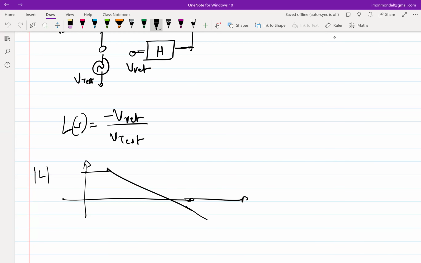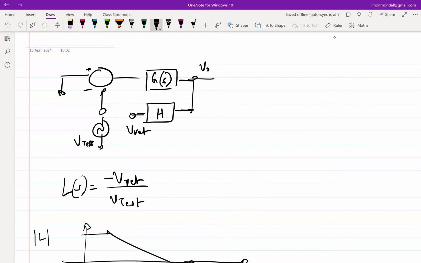So even if it's trivial, there is a lot of information that we can extract from the loop gain plot and project it to the closed loop gain case, right? So the closed loop gain case is this. So you have Vi, you have G of S, H.